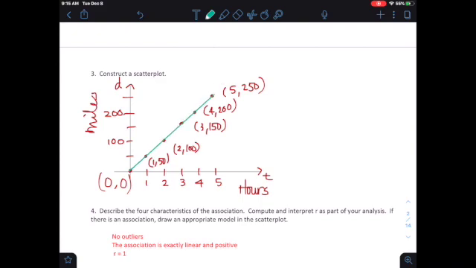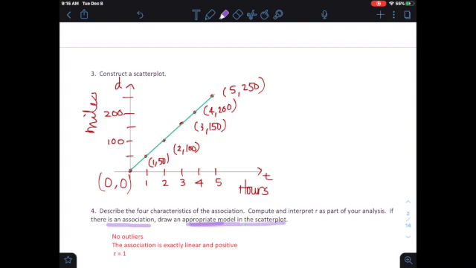Okay, so in this case, what we are going to talk about is number 4. Describe the 4 characteristics of the association and compute and interpret R as part of your analysis. If there's an association, draw an appropriate model in the scatter plot.